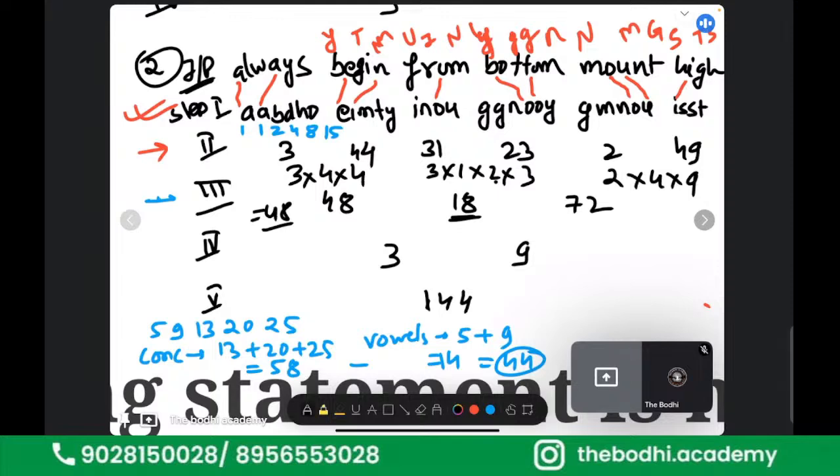So step 3 from step 2 is multiplication of all the digits. Now step 3 is done. Now what about step 4? How to get step 4? 48 and 18, what do we have to do so that we can get 3? And again, 18 and 72, what do we have to do so that we can get 9?